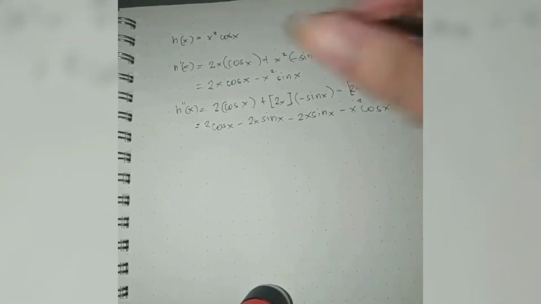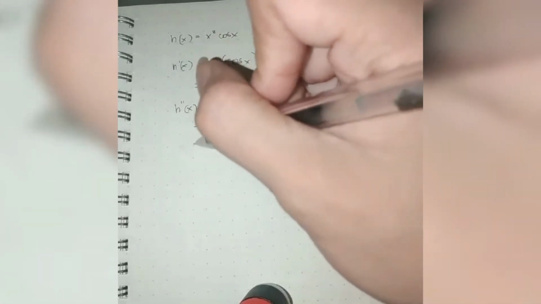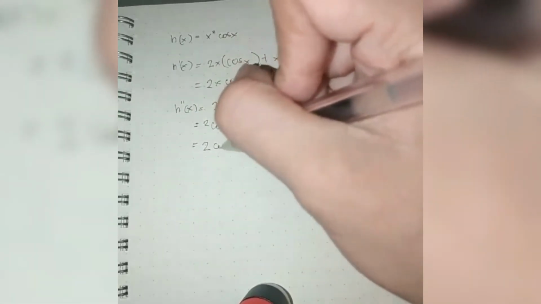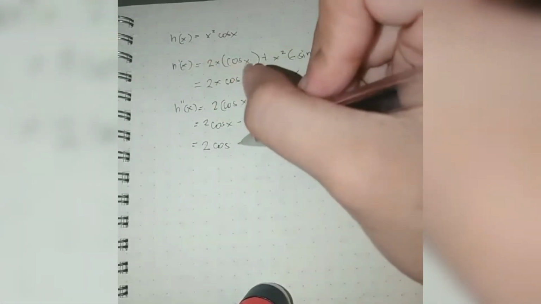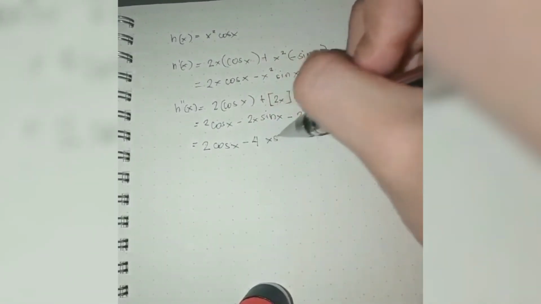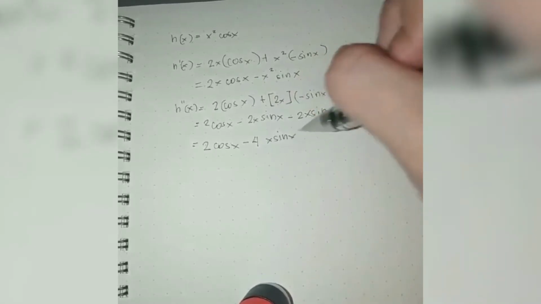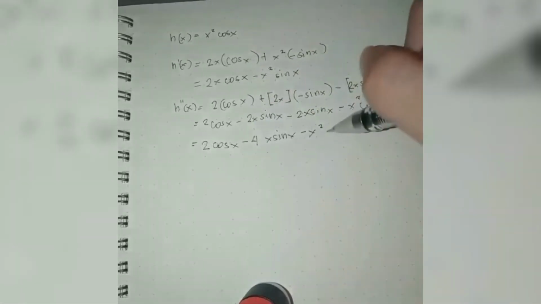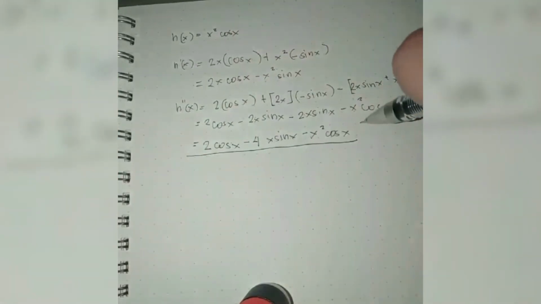So we will combine the 2x sine x terms. So this will be our final answer: h double prime of x equals 2 cosine x minus 4x sine x minus x squared cosine x. So this will be the final.